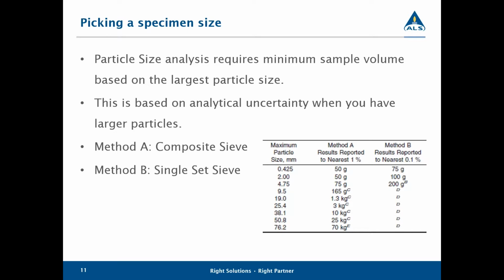Otherwise, when you get down to certain sieve levels, you would not be able to get enough material in order to give a result. And the way that we evaluate the different sample weights is based off of the ASTM methods. There are two different method types, method A and method B. Method A is a composite sieve, and method B is a single set sieve, which I'll be getting to when we get to dry sieving.